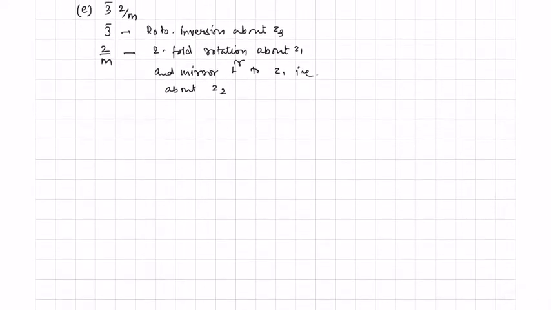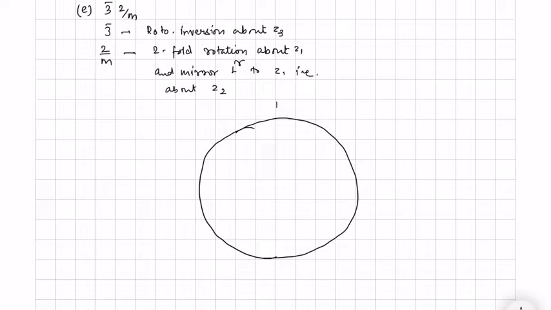So we start with a circle. Draw the axes Z1, Z2, and Z3.